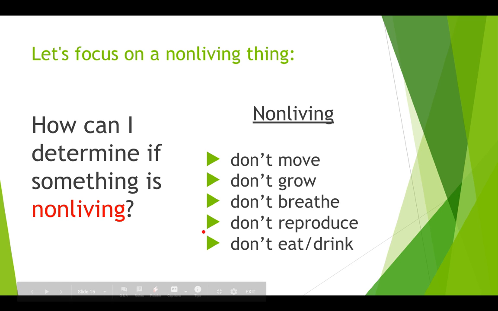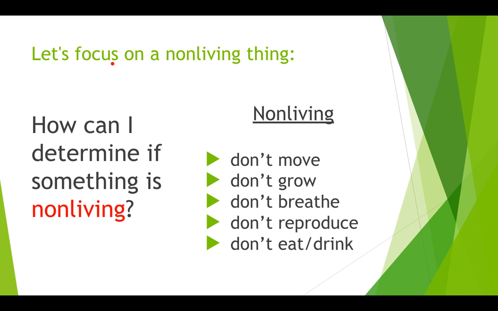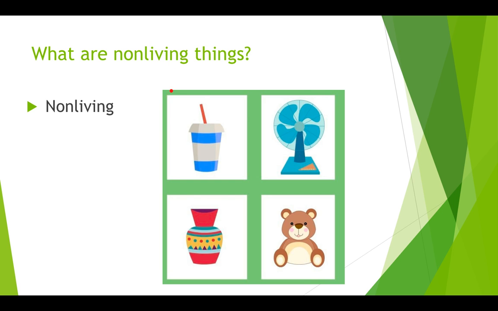So this is how we can tell if something is non-living. So now let's get started. Are you ready? All right. So here, what are non-living things? Remember what we said about non-living things. They don't move, they don't grow, they don't breathe, they don't reproduce or make more, and they don't eat or drink. So here are examples of non-living things that don't do any of these things.